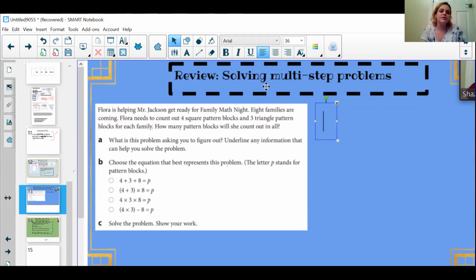Okay. So we're going to start by reading the story. Flora is helping Mr. Jackson get ready for a family math night. 8 families are coming. Flora needs to count out 4 square pattern blocks and 3 triangle pattern blocks for each family. How many pattern blocks will she count out in all?